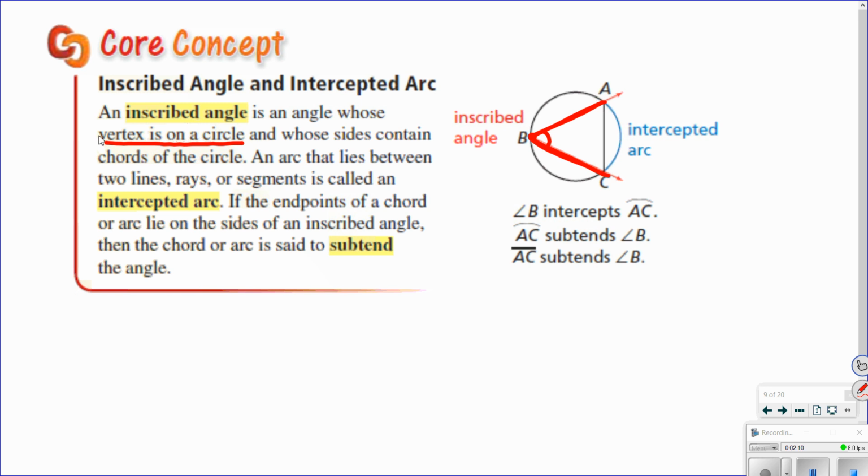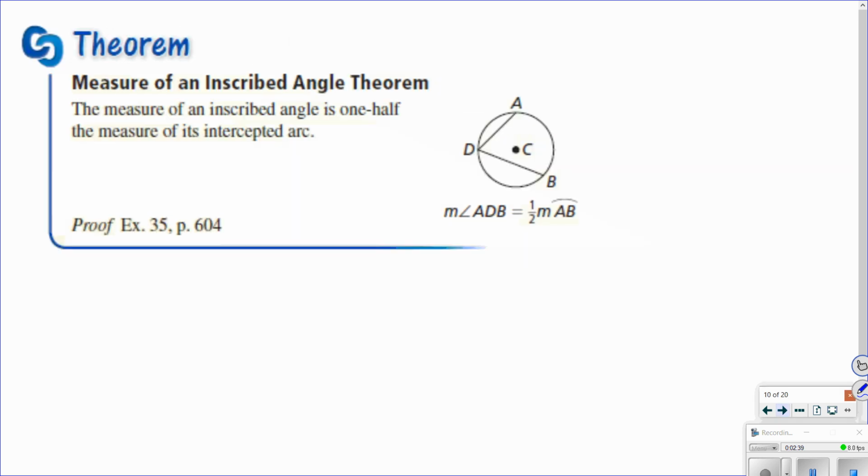Just a little bit of vocabulary. We say the angle intercepts the arc. So it intercepts arc AC. Or you can say arc AC subtends angle B. You can also say chord AC subtends angle B. All this vocabulary, you need to know it because we're going to mention it throughout the lesson. It's not something you'll be tested on, but we want to have that common language so that we can understand what I'm talking about, what the textbook is talking about.